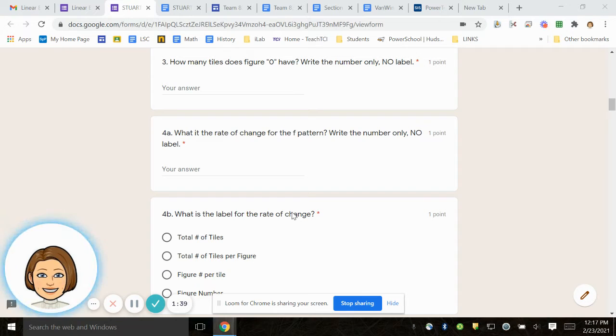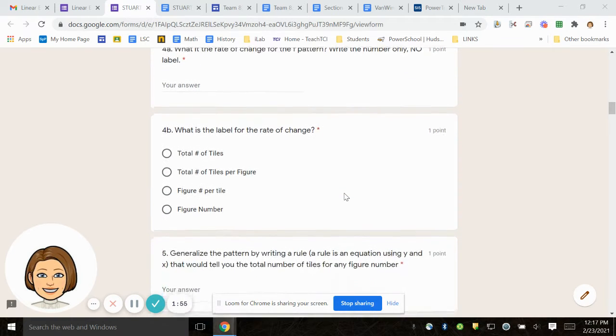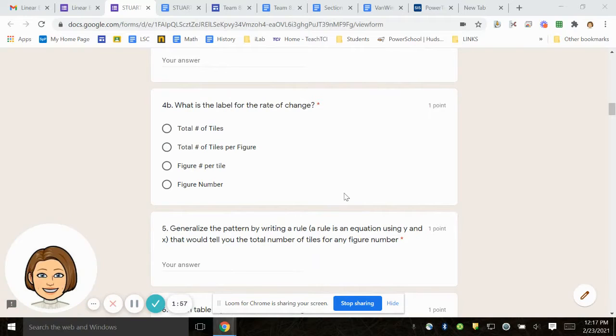Now number 4, you need to find the rate of change. Okay, remember, rate of change is change in y divided by change in x. Write the number only and no label. For B, write the label for the rate of change. Is it total number of tiles, total number of tiles per figure, figure number per tile, or figure number?